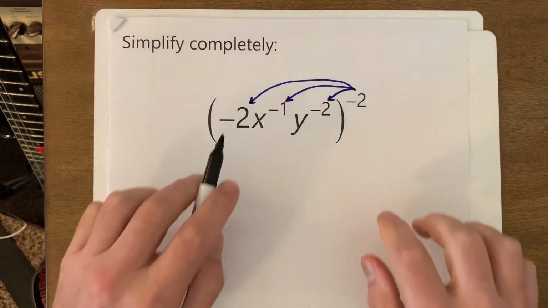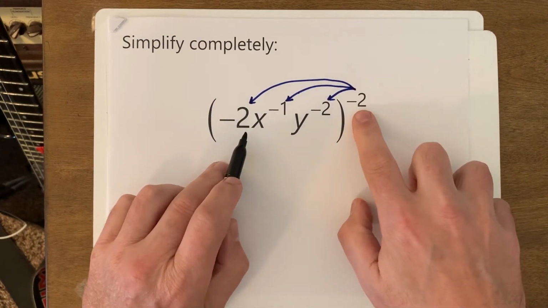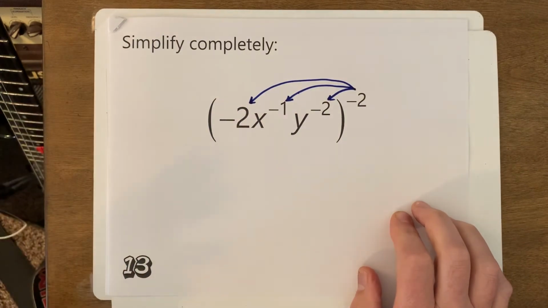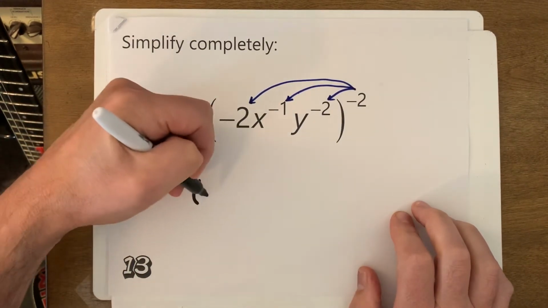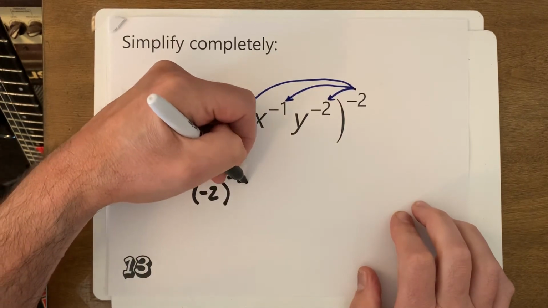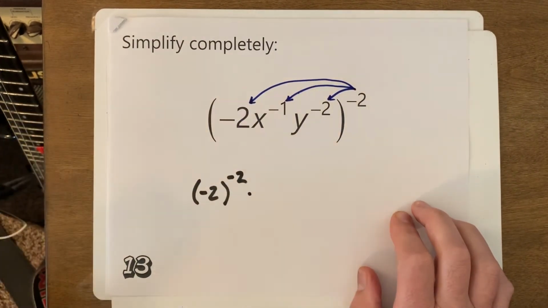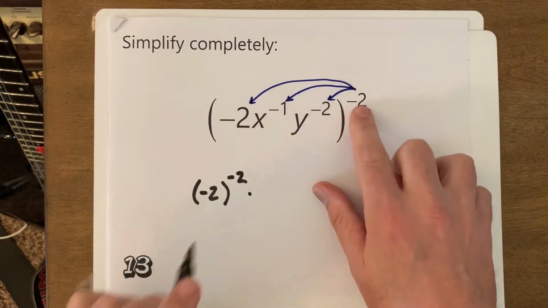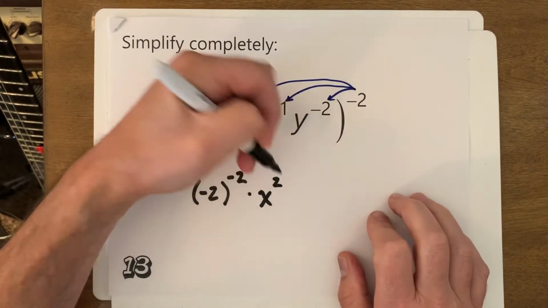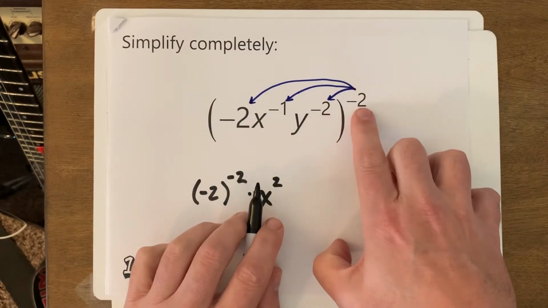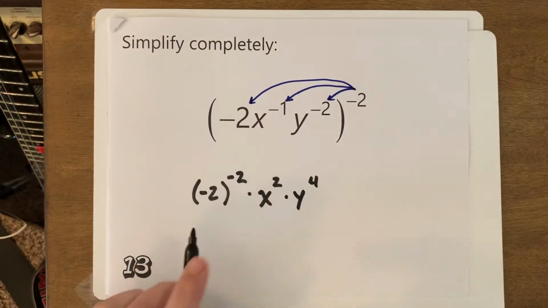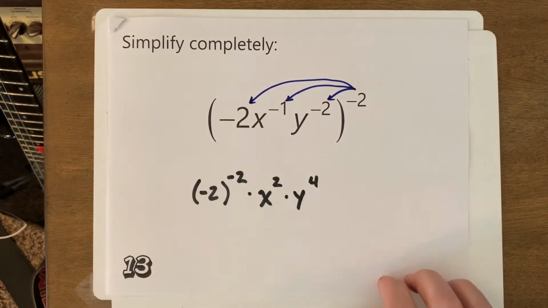I'm going to get negative 2 to the negative 2 power. I'm going to write that out. Well, yeah, let me just go ahead and write that out. Negative 2 to the negative 2, times x to the negative 1 to the negative 2. Negative 1 times negative 2 is positive 2. Negative 2 times negative 2 is positive 4. So now I'm looking at this, and now I have this negative 2 to the negative 2 power.